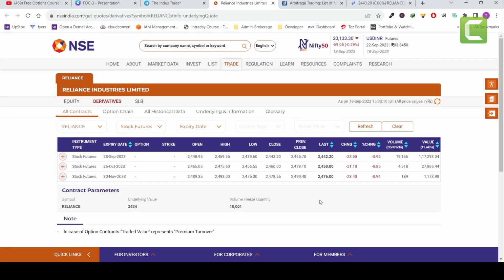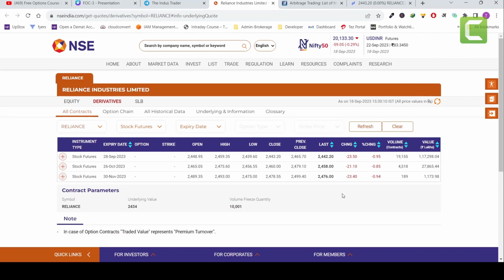Yes, let's get back to our NSE site. And let's say you are going for rollover in short positions, it's going to be your advantage. Why? The reason is you will exit at 2442 and you will take the fresh entry in the rollover at 2458.